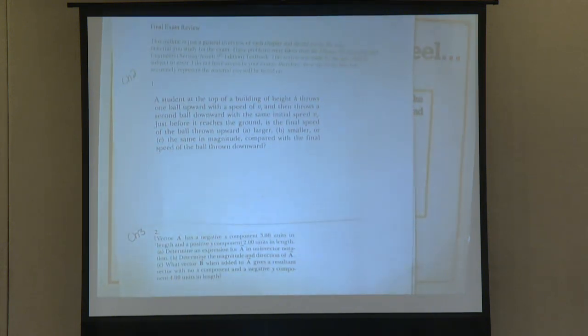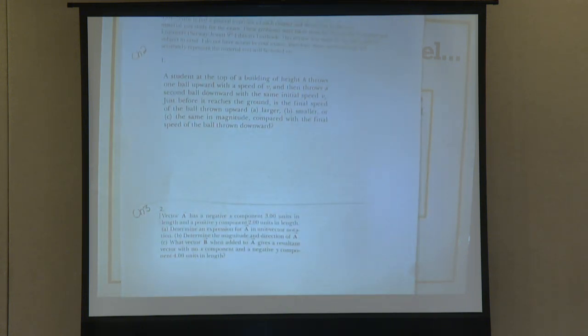Number 1: a student at the top of a building of height h throws one ball upward with a speed of vi, and then throws a second ball downward with the same initial speed. The question is asking which final speed will be greater, or if they'll be the same.